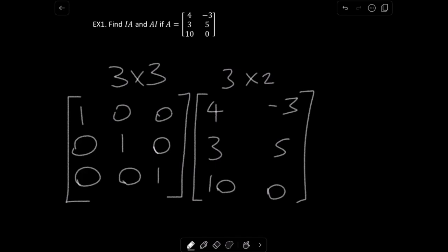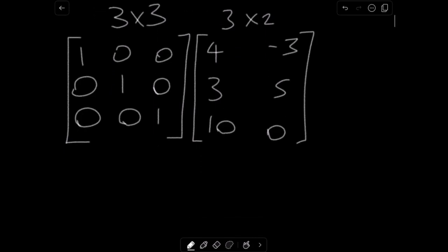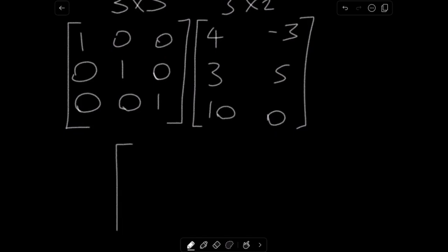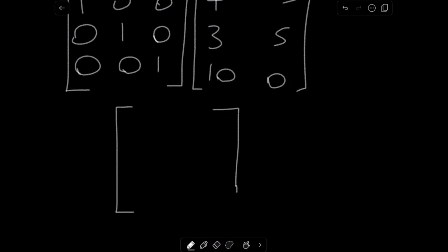All right, here's the I and A matrix. Let's do the multiplication. So we have a 3 by 3 multiplied by a 3 by 2. The resulting matrix is going to be 3 by 2, and we expect to get the A matrix back. I'm just going to do a bit of the multiplication to show you that we do in fact get the A matrix back. So we get a 3 by 2, that's 3 rows, 2 columns.